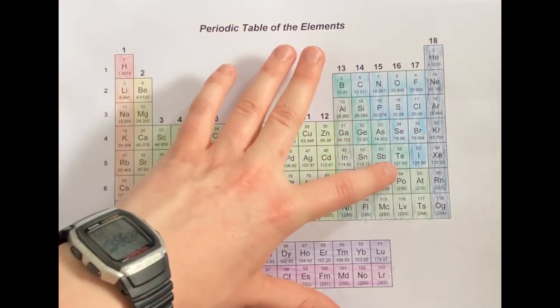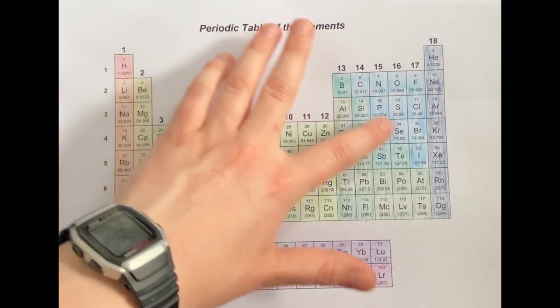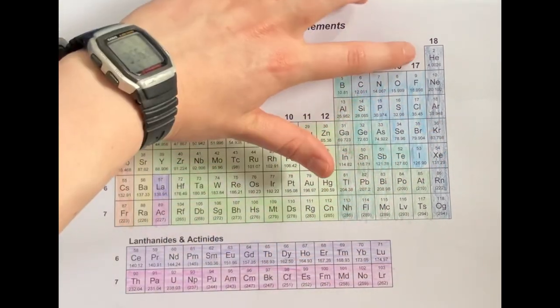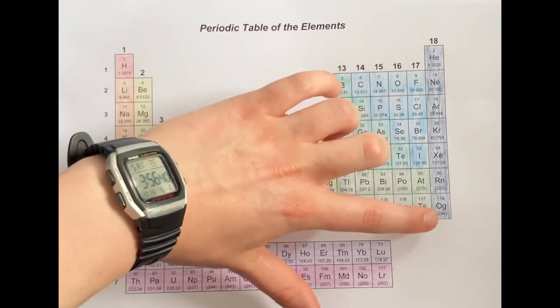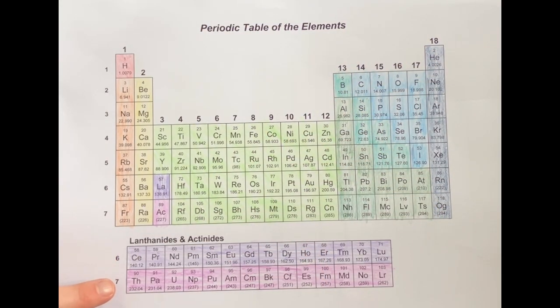These elements are metalloids, which have a mixture of metal and non-metal properties. These elements are the non-metals. And group 8 are the noble gases. Down here there are the lanthanides and the actinides. They are actually inserted into the table here, but are shown separately to avoid the table being too long to be practical. One of the main trends of the periodic table is the size of an atom.